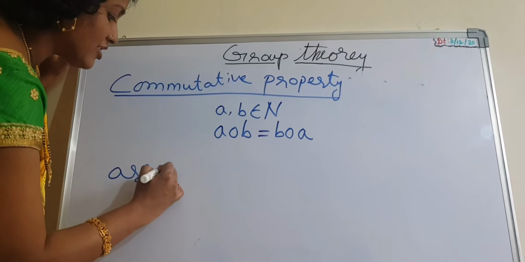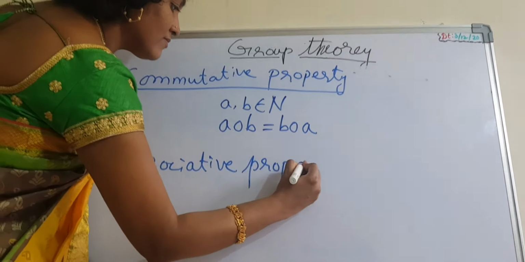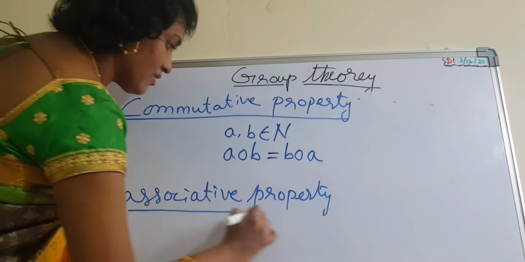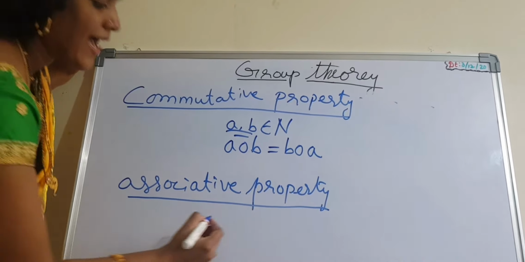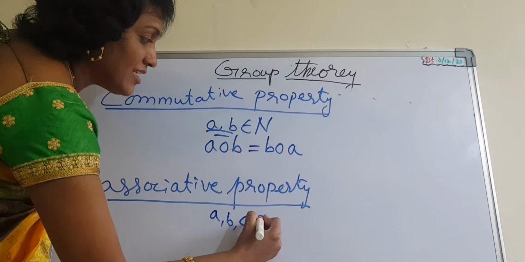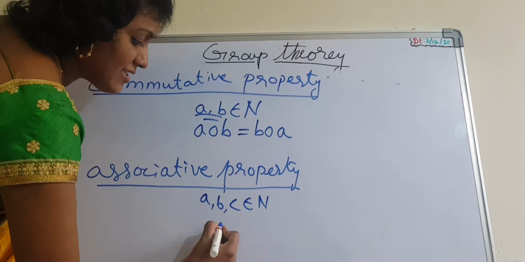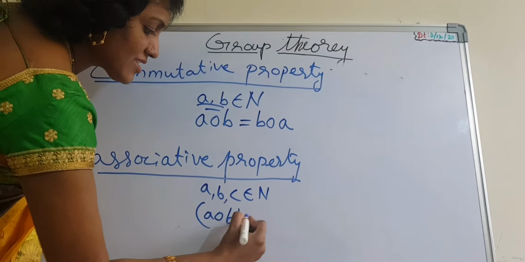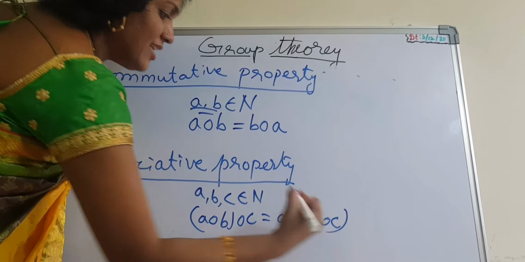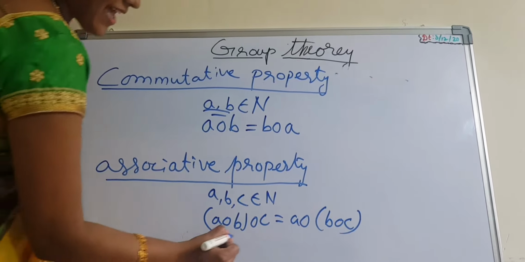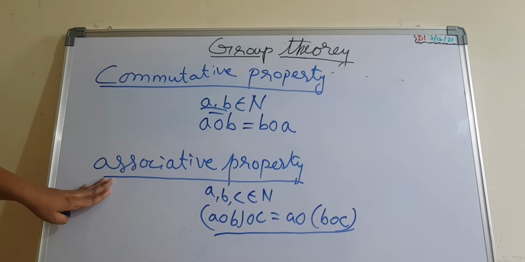Next, the associative property. Here we are taking three elements. In the associative property, a, b, c belong to natural numbers. (a circle b) circle c must be equal to a circle (b circle c). If it satisfies this property, we call it an associative property.